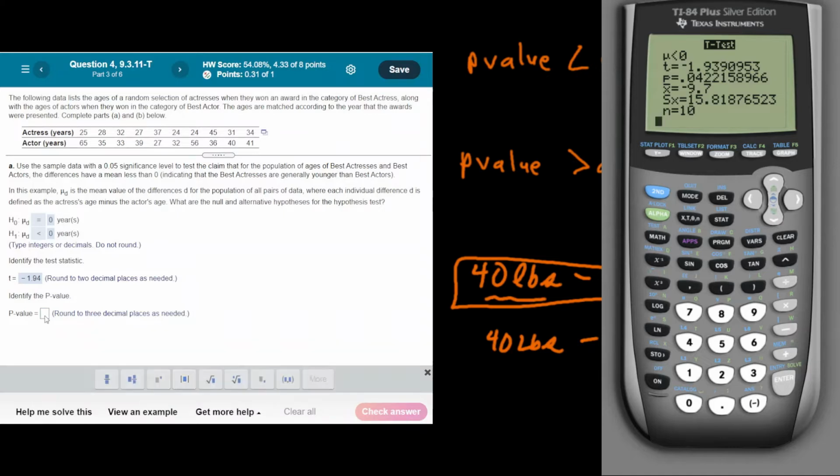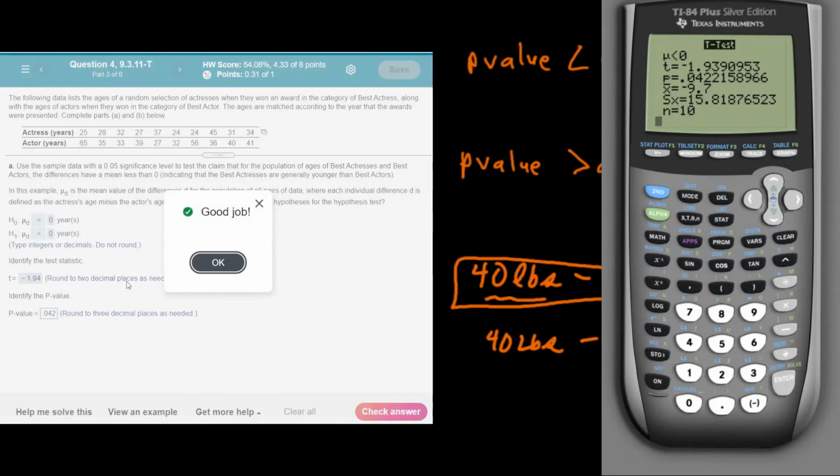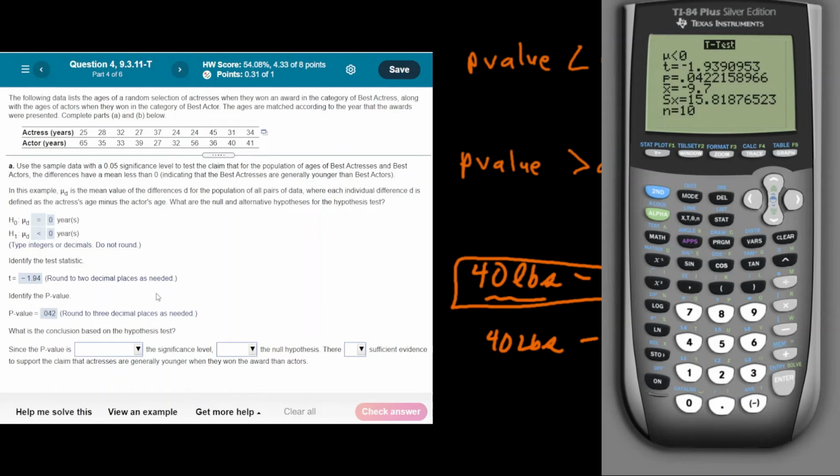Excellent. What is the p-value? The p-value is 3 decimal places, so 0.042. All right, good job. Now let's compare the p-value with the significance level. The p-value is actually less than our significance level, right? 0.042 is less than 0.05. So we're going to reject the null. Whenever you reject, there is enough evidence. So let's hit enter.